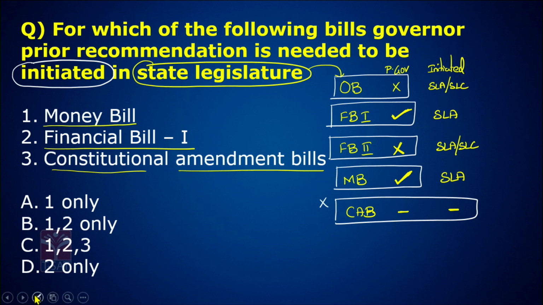Okay. Now look at the options. For which of the following bills is the governor's prior recommendation needed to be initiated in state legislature? Money Bill, yes, needed. Financial Bill Type 1, yes, needed. Constitutional Amendment Bills, not initiated in state legislature only. So the answer is 1, 2. B is the answer. Okay.